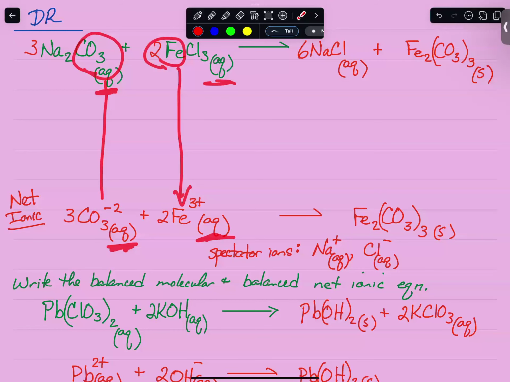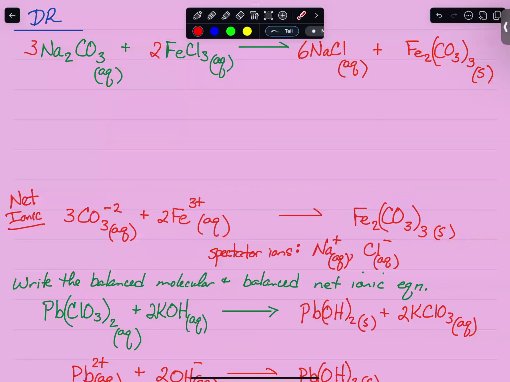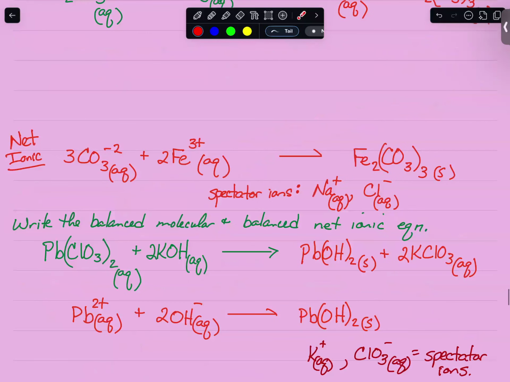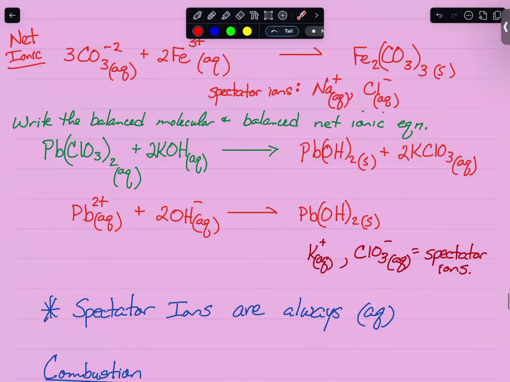So really, these are almost easier if we work backwards. Find the solid and find out what ions you need to make that solid. Let's try it with another one. This one says write a balanced molecular and a balanced net ionic.